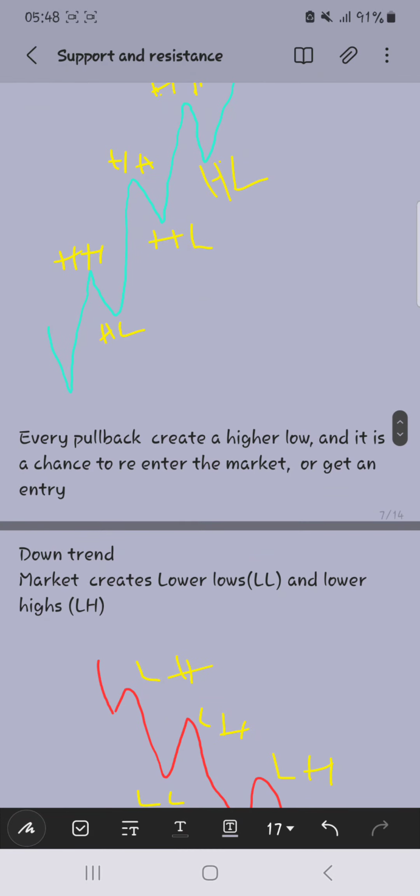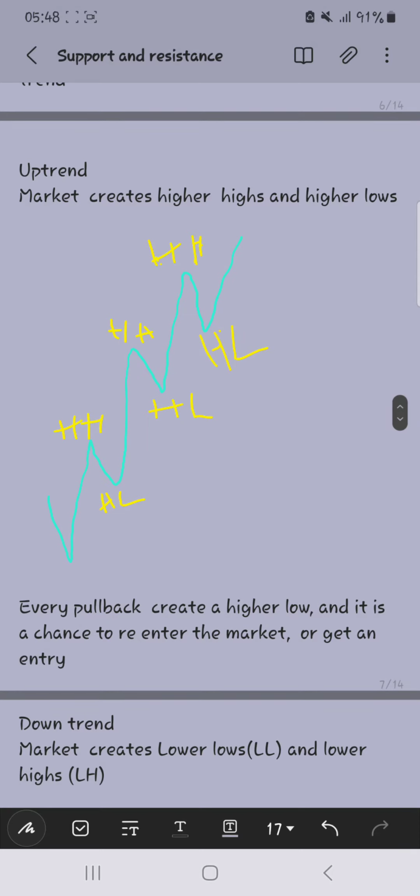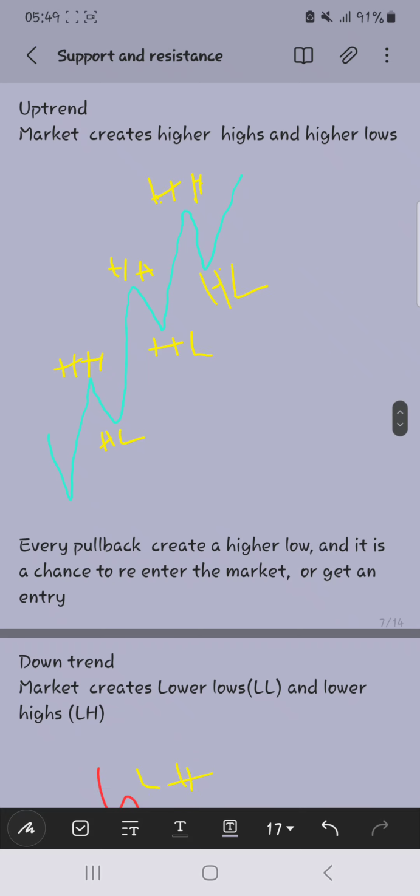And then that's it, right? Every pullback creates a higher low, and the chance to re-enter the market. So just remember that whenever the market pulls back, even if you're in a trade, like let's say maybe you entered somewhere over here, you entered for your buys over there, and then the market pulls back over here.